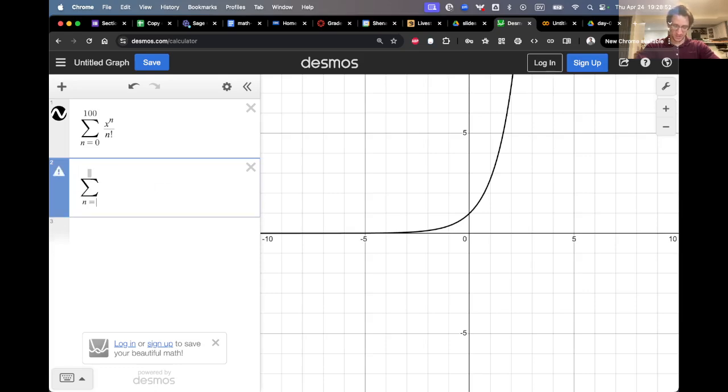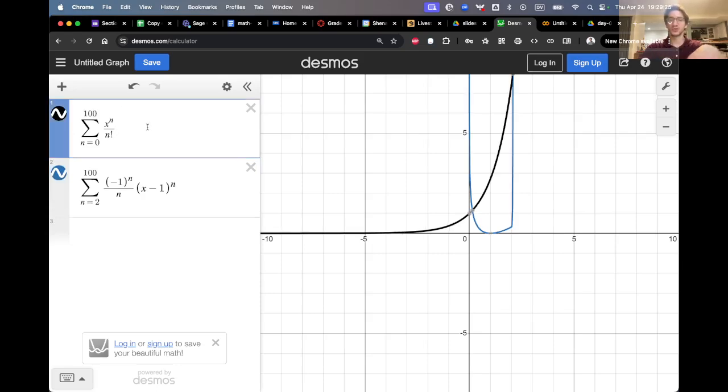The second one, the sum n equals 2 to infinity. Again, I'm just going to go to 100 of minus 1 to the n over n times x minus 1 to the n. And there you go. You might say this one looks a little goofy, and you would be correct. Off the top of my head, I forget what this converges to, but we'll develop techniques for finding out what this looks like as sort of a simpler function of x. Just like this one we can write as the simpler function e to the x, we can do that with this function as well.